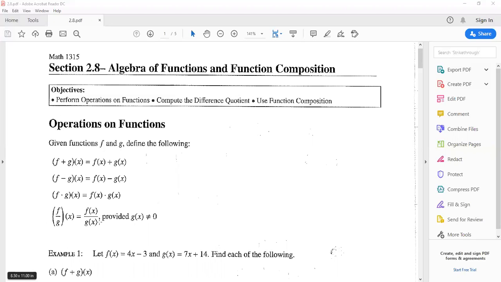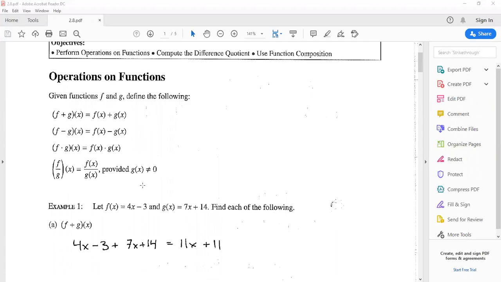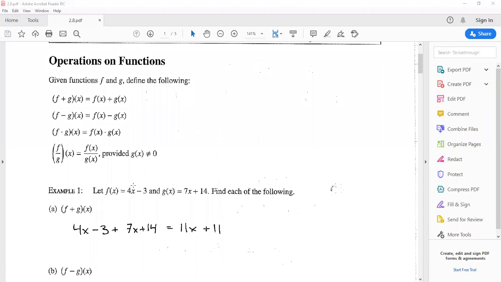And note that this last one might have some domain issues. It can't be the case that g of x equals 0, because then we would divide by 0, right? So provided that g of x doesn't equal 0, this function is well-defined. OK, so let's do a couple of examples.